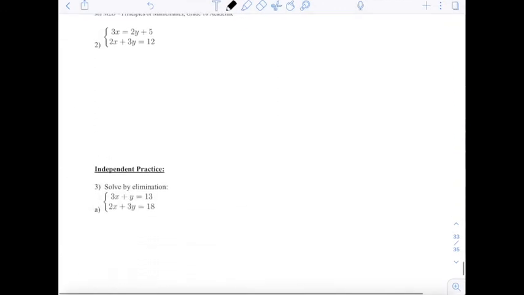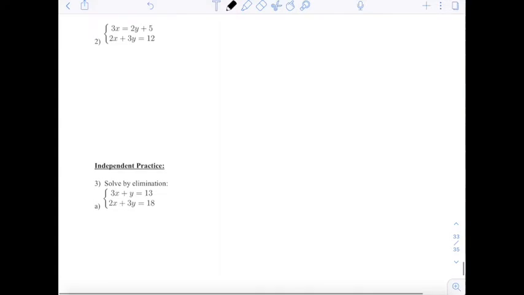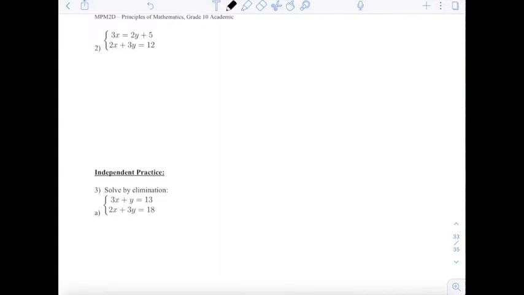In the next one, we can see that our system has been jumbled up, and in order to eliminate, we need to write it in the following format. We want to line up all the x's together, all the y's together, all the equal signs together, and all the constants together. In this case, I need to rearrange the first line to be 3x minus 2y equals 5. The second one is already set up properly.